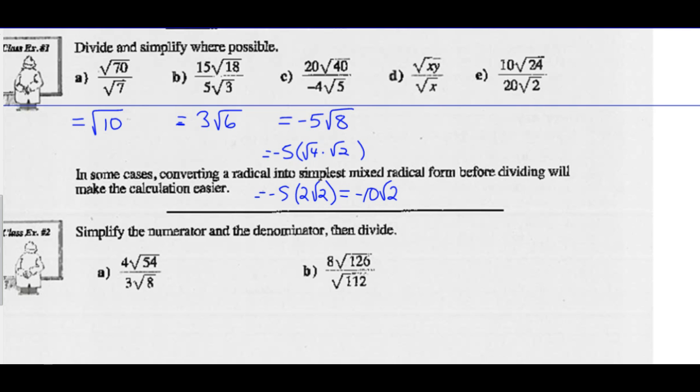Square root xy divided by square root x. Well, we keep our radical sign. And what's xy divided by x? Well, x divided by x is 1, so we're just left with radical y.